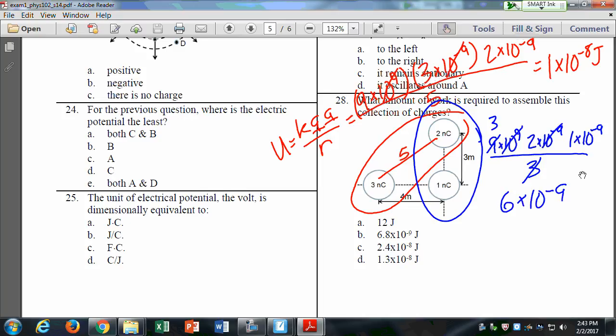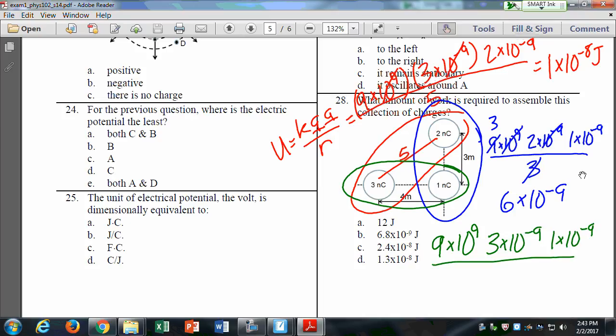And then I would consider the third configuration of charges to be 9 times 10 to the 9, times 3 times 10 to the minus 9, times 1 times 10 to the minus 9, divided by the distance, which is 4. Cancels, cancels. It's 27 over 4. 6.8 times 10 to the minus 9. And then to get the total, I just add all these up. So 1 times 10 to the minus 8.